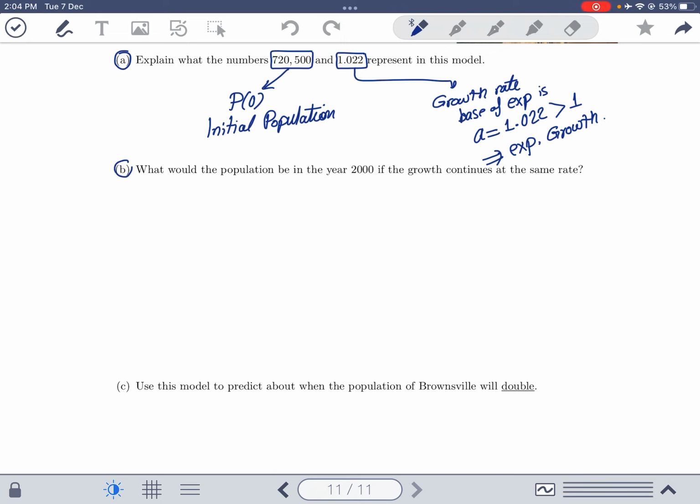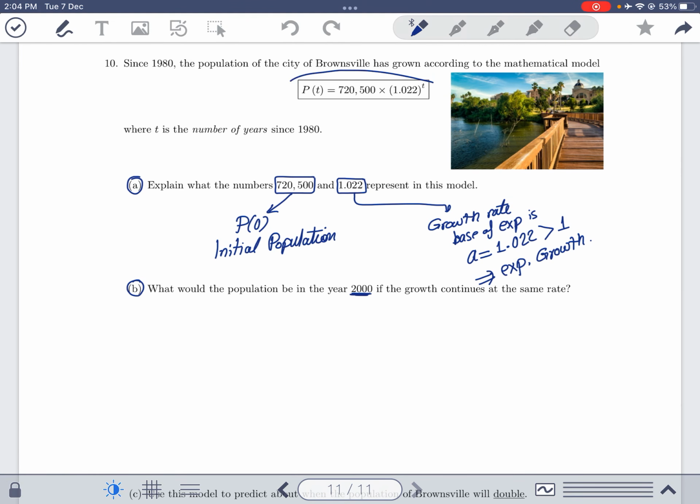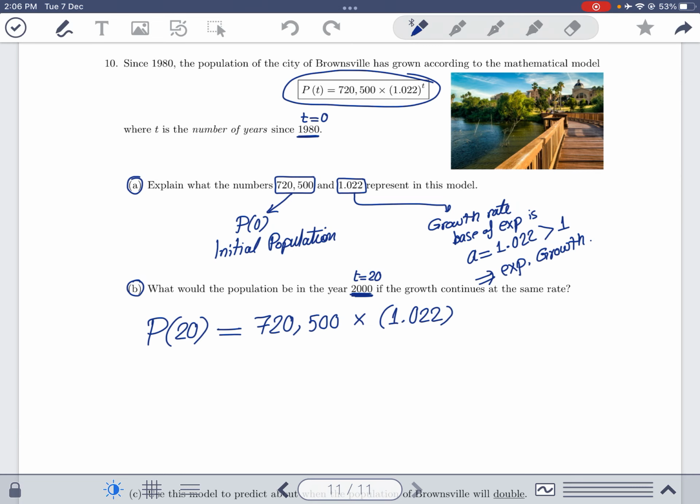Now we go to part B. What would the population be in the year 2000 if the growth continues at the same rate? Okay, so here is the formula, and we started at 1980. So this is for us time t equals 0. So the year 2000 will be time t equal 20. So you will say, I need to replace 20 in this formula because it's 20 years later. The year 2000 is 20 years later than 1980. And so you'll get 720,500 times 1.022 to the power 20.